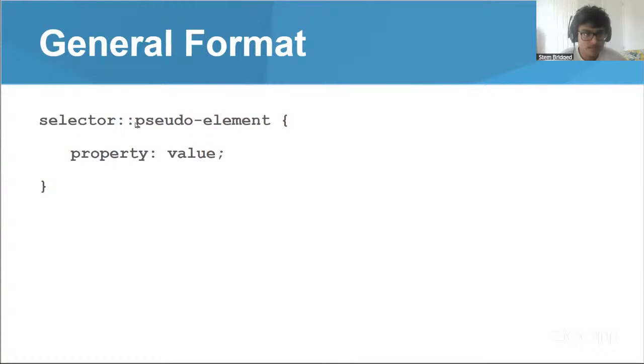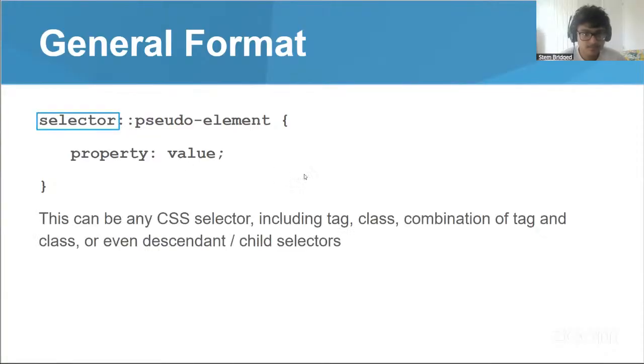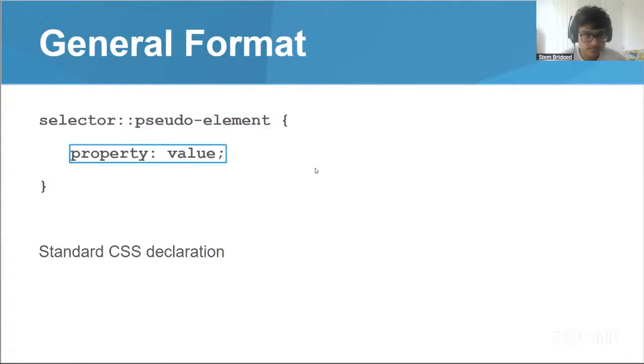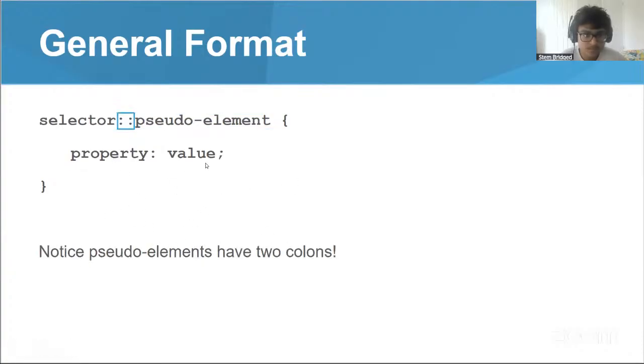This format is kind of the same as the pseudo classes, except it has two colons. Selector can be any selector, and element could be first letter, first line. There's also others, and you can just put anything you want. The difference is pseudo elements have two colons instead of one because they're part of the selector.